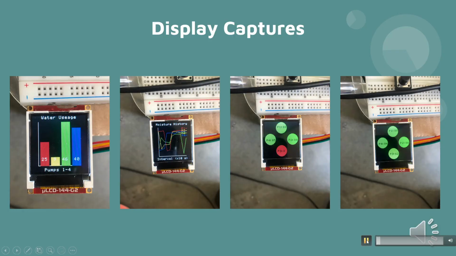Here we have examples of our ULCD displays. On the left, we have a bar graph showing the water usage. Then we have a line graph showing historical moisture data for each plant. Then we have a display showing the current moisture level of each plant, with the one on the bottom showing that that plant is underwatered and needs to be watered. And then on the end, we have a display of the current moisture levels of all 4 plants when they do not need watering.